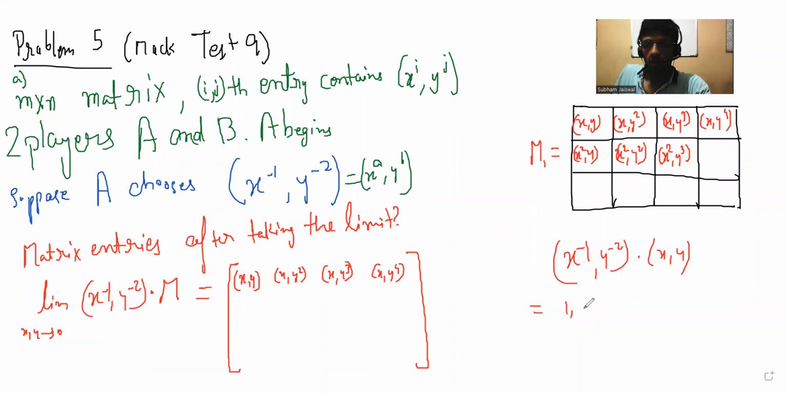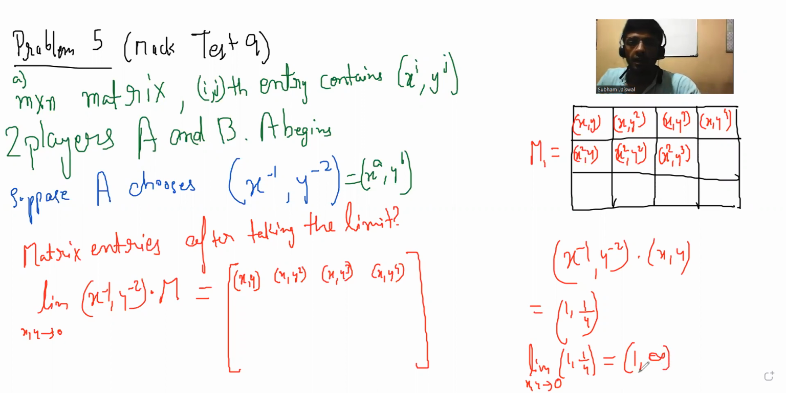So this becomes 1 comma 1 by y, right? And then you will take the limit. What is the limit as y goes to 0? Yeah, this becomes 1 comma infinity. Okay, but we are not yet saying that this is what you replace the entry by. They're saying that if this limit becomes 0, then you change that entry. Otherwise, you don't change it.